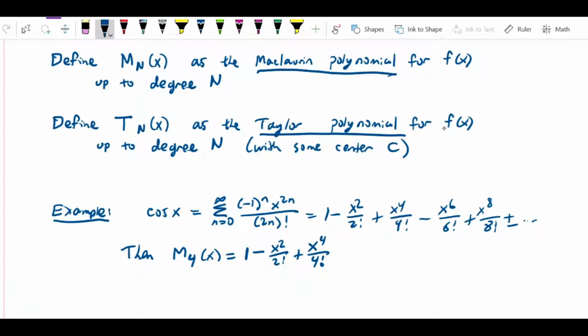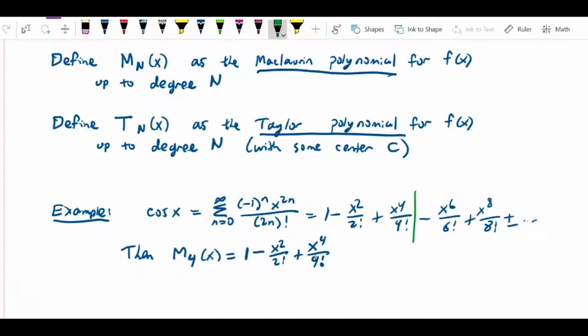I'll just give you a very simple example. We've seen already that the series for cosine x comes out to 1 minus x squared over 2 factorial plus x to the 4th over 4 factorial minus x to the 6th over 6 factorial, and this goes on forever. If I ask you for, let's say, just M4 for cosine x, you would just stop right here. You'd get up to the power 4, and you'd just stop. So M4 for cosine x is 1 minus x squared over 2 factorial plus x to the 4th over 4 factorial. There's no dot dot dot. We just stop when we get to power 4.